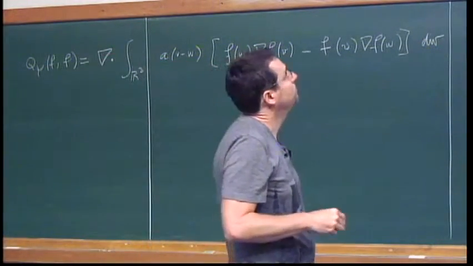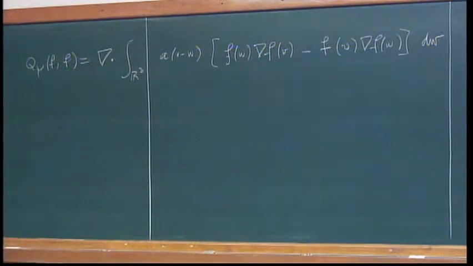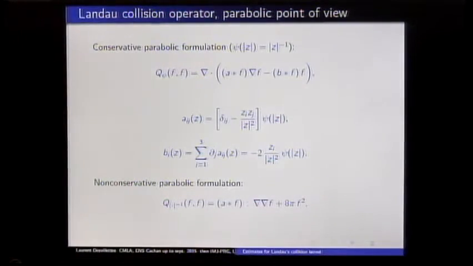So there is another presentation of the same kernel, which is sometimes called the parabolic form of the kernel, but it's completely equivalent to this one. And it consists in writing things like divergence of something times gradient of f plus something times f. And of course, these two things have to be linear with respect to f, since the collision operator is quadratic. And you can write it this way.